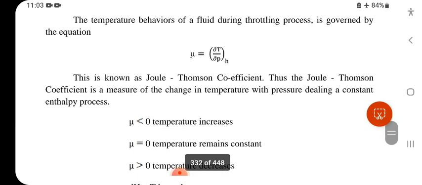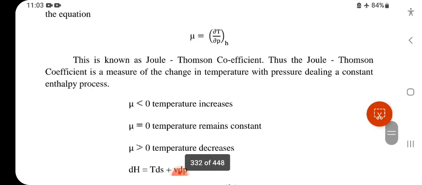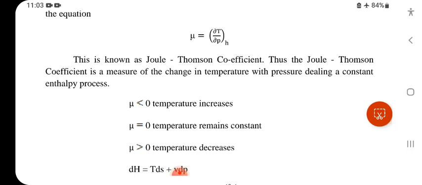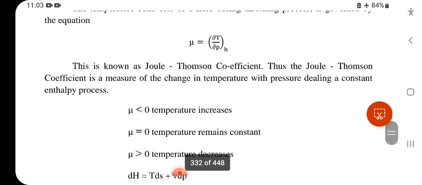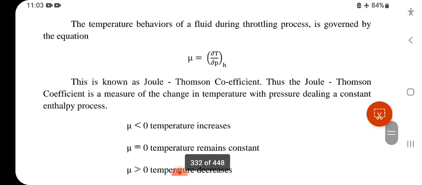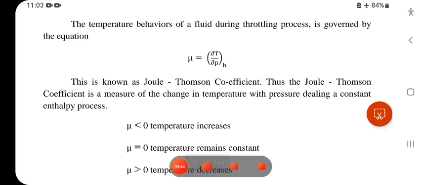This is known as the Joule-Thomson coefficient. The Joule-Thomson coefficient is a measure of the change in temperature with the change in pressure at constant enthalpy. Where mu is less than 0, the temperature increases; where mu is equal to 0, the temperature remains constant; where mu is greater than 0, the temperature decreases. So, this is known as the Joule-Thomson coefficient.